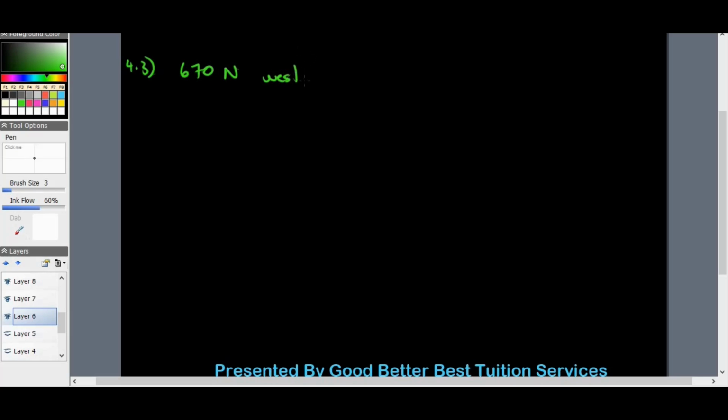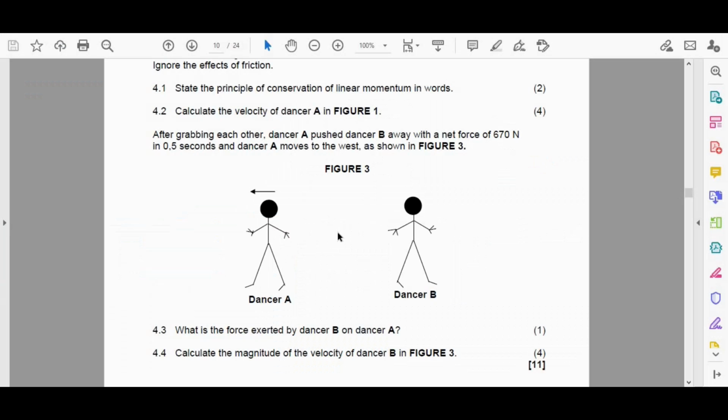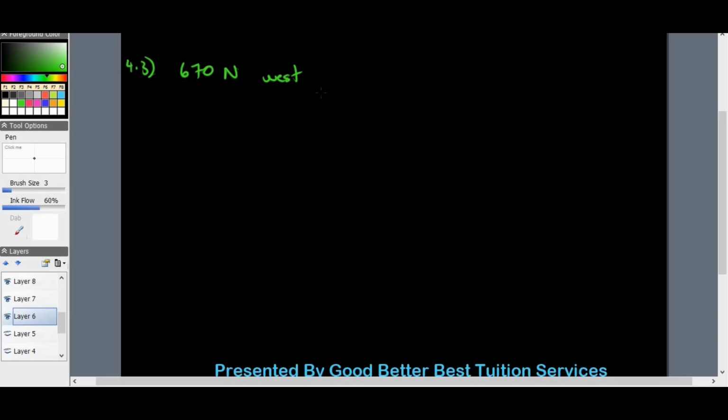Alright? Force is a vector. After grabbing each other, dancer A pushed dancer B with a net force of 670 newtons. And dancer B must have exerted a 670 newtons force back on dancer A for dancer A to move in the westerly direction. So we must add the direction at the end of our answer in order for us to obtain full marks.